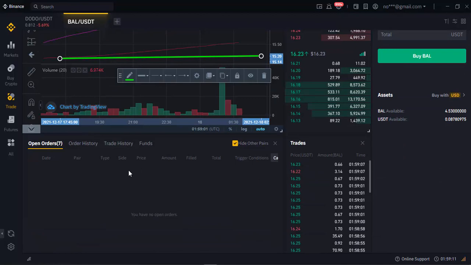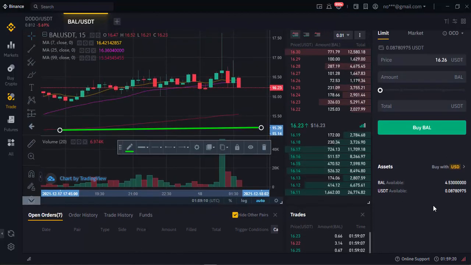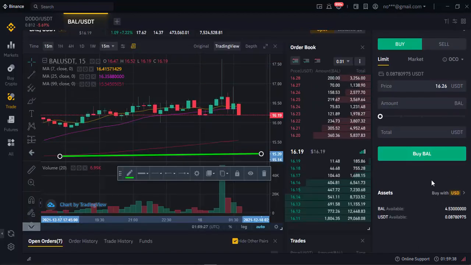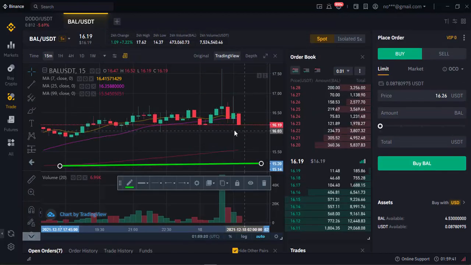I believe our order has been executed. If you look here, on the open order it says you have no open order, so it has been executed. And when you look at the available bar, we have 4.53, and then our USDT has been taken away, right? So this is exactly how to place an order with the limit order to buy at a lower price. As you can see, the price has actually gone below our buy price.